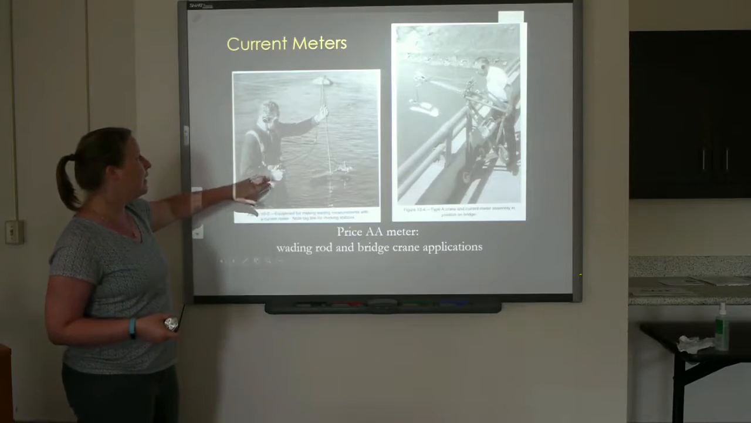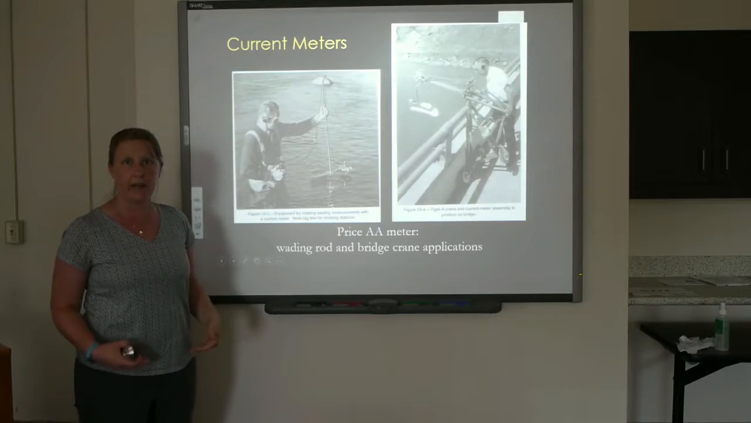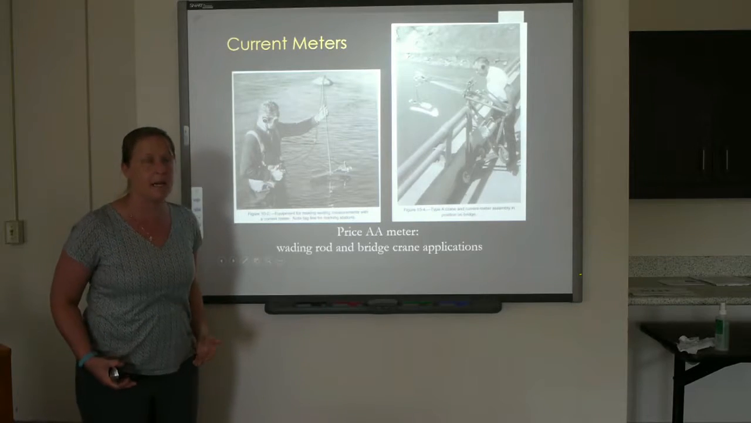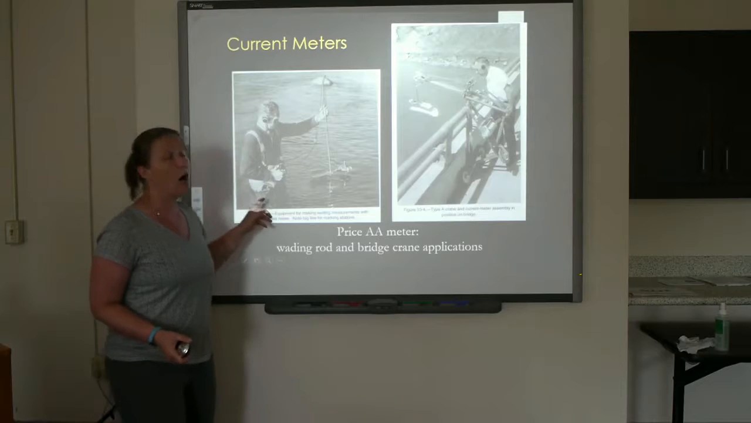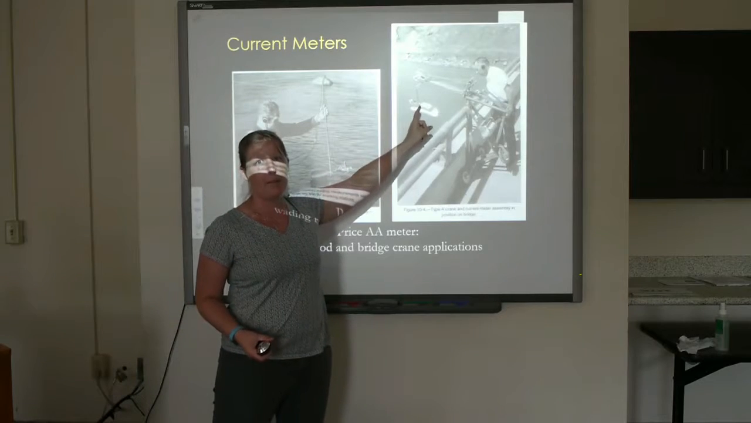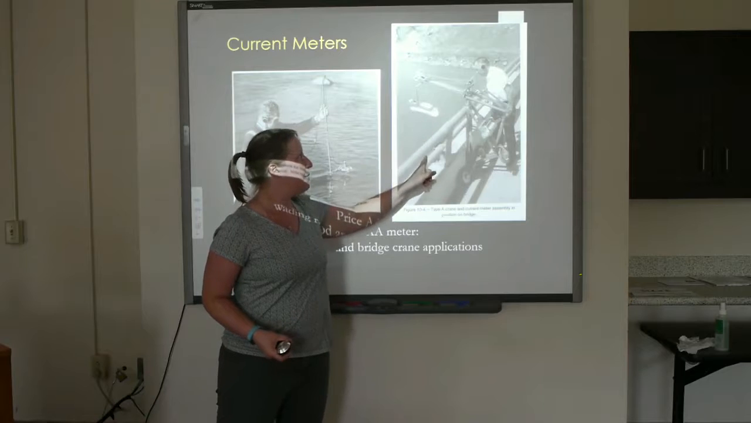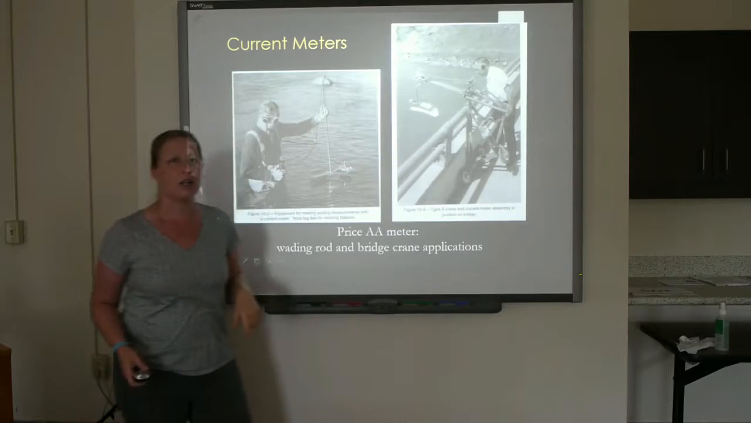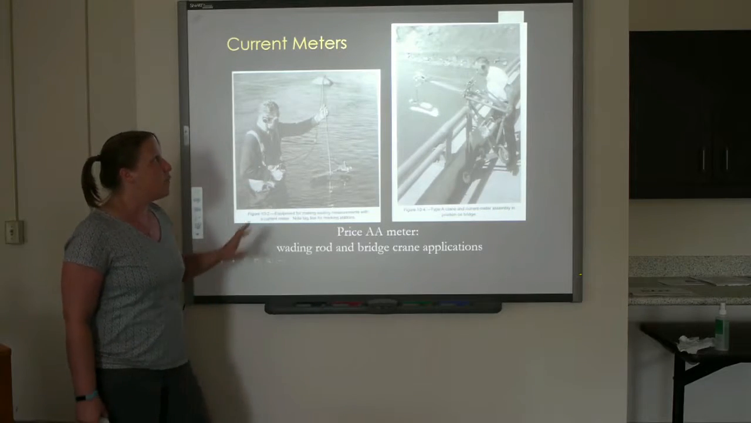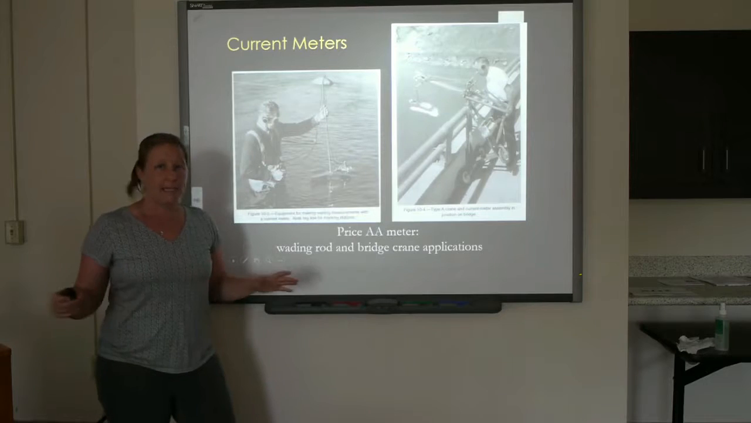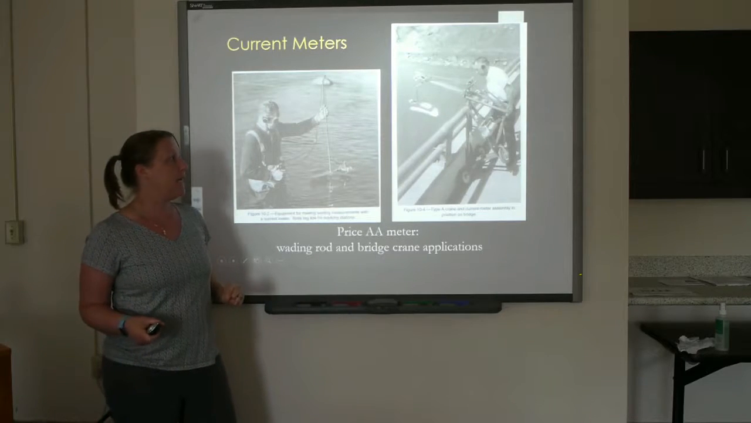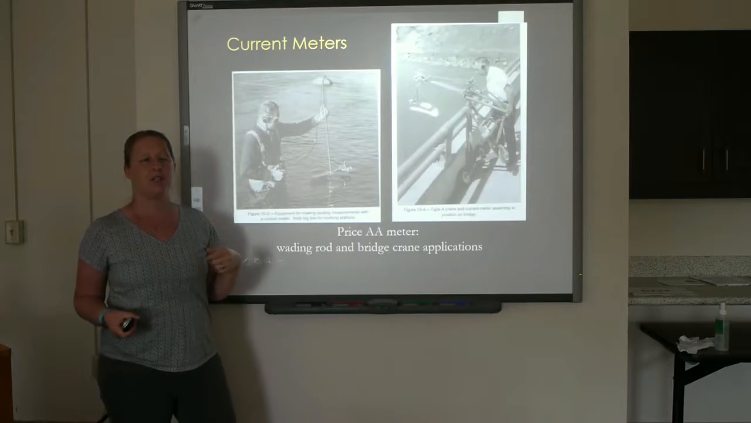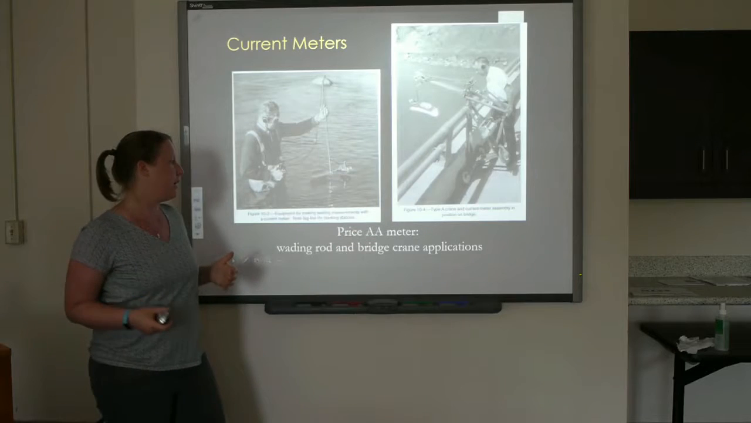You can see here, this guy is using it in a deeper wading stream, but once the water gets up to about your hips, it ends up being pretty hard to stand up easily and safely. So what often is used is a bridge crane application where the AA meter is lowered down from a bridge and measurements are taken across the bridge. This is what was used by the USGS as a standard measurement method until more recently when they have a higher tech solution that measures it by pulling a sensor across the creek.